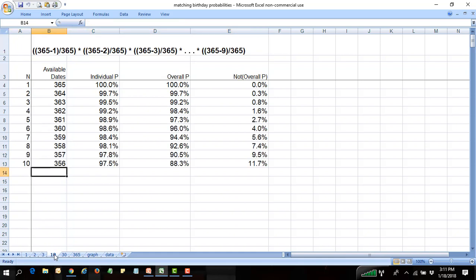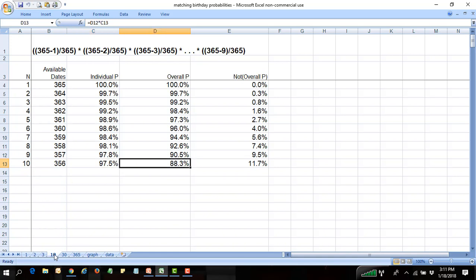At 10 people, each person in the list has had one less day than the person above them in the list, and therefore their probability of not matching someone else starts to come down. By the 10th person only has 356 days to choose from, so they only have a 97.5% chance of not matching one of the first 9.